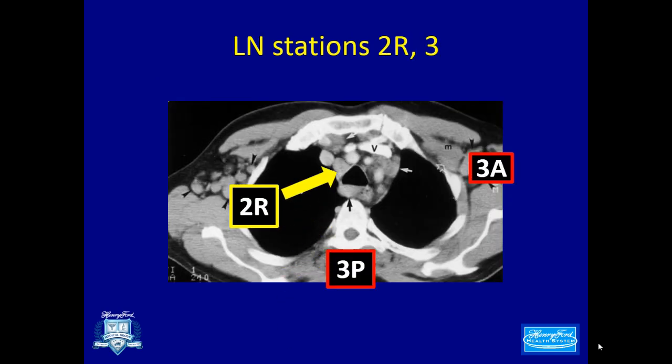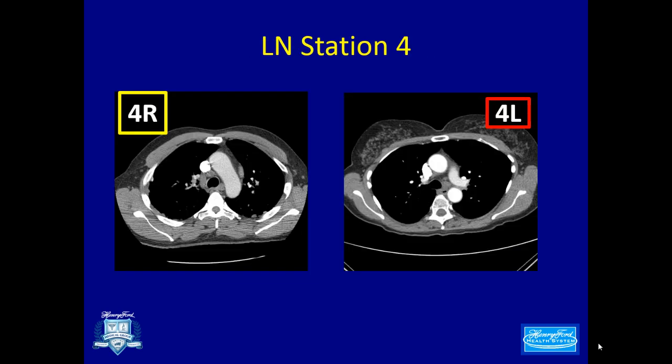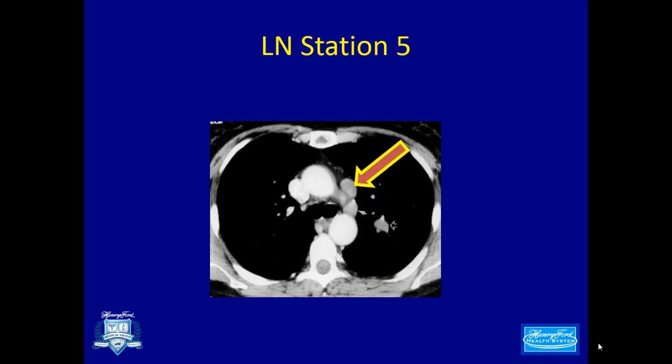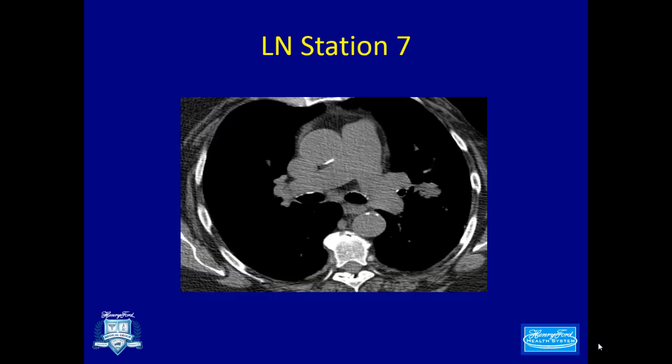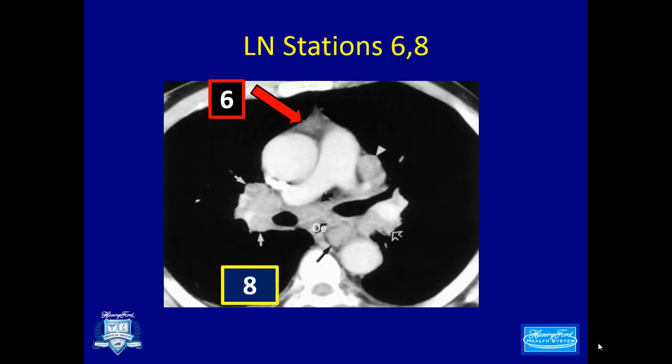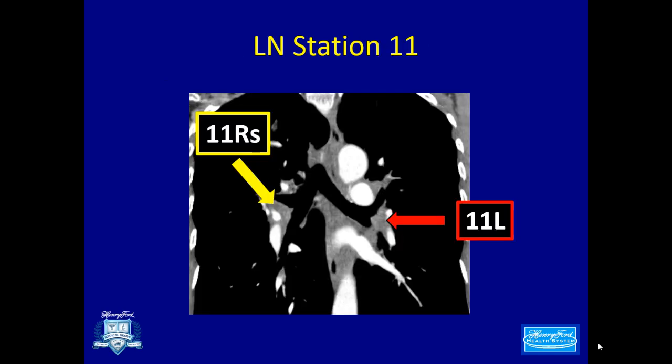Station 1 lymph node, right? Station 2R, above the brachiocephalic, and station 3A, the vascular. Station 3P is the posterior tracheal. 4R, the right paratracheal. 4L, left paratracheal lymph node. Station 5, which is the aortopulmonary window, usually left upper lobe masses or cancers drain into that commonly. Station 7 is the subcarinal lymph node. Station 6 is the pre-aortic. Station 8 is the paraesophageal lymph node.